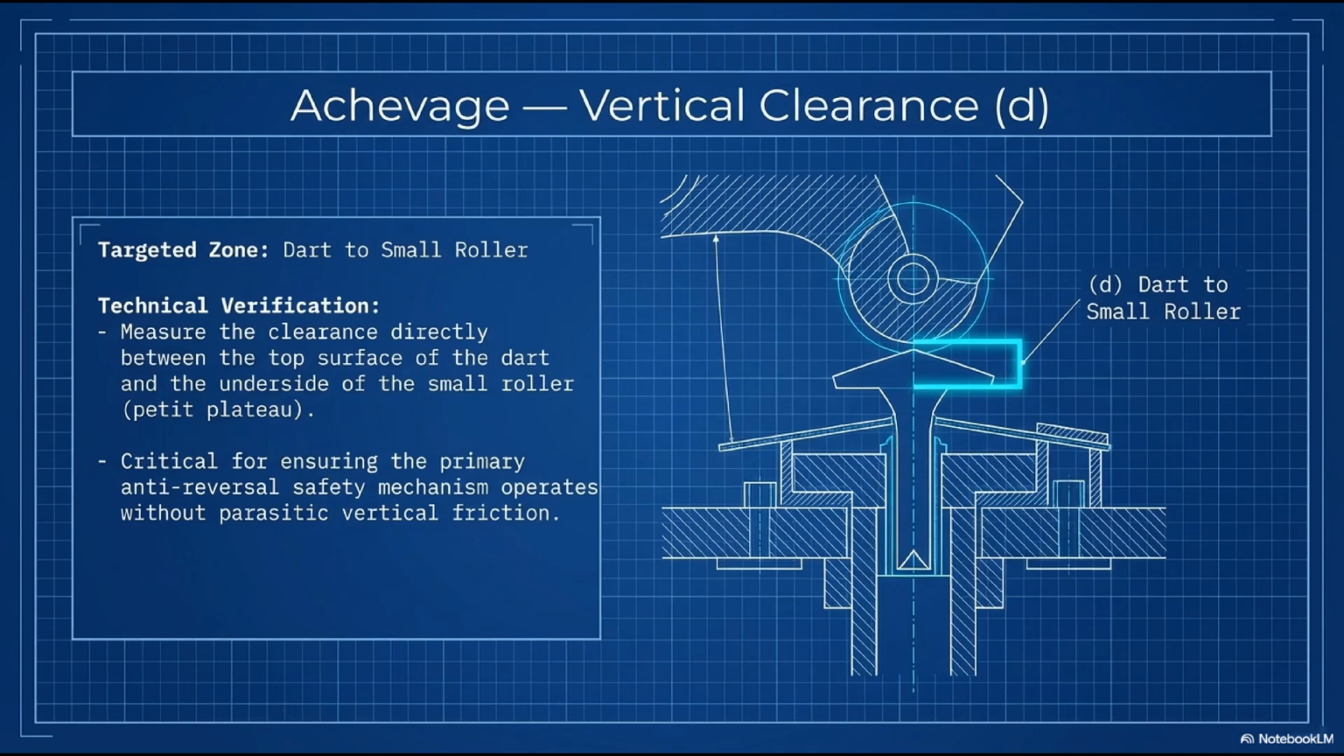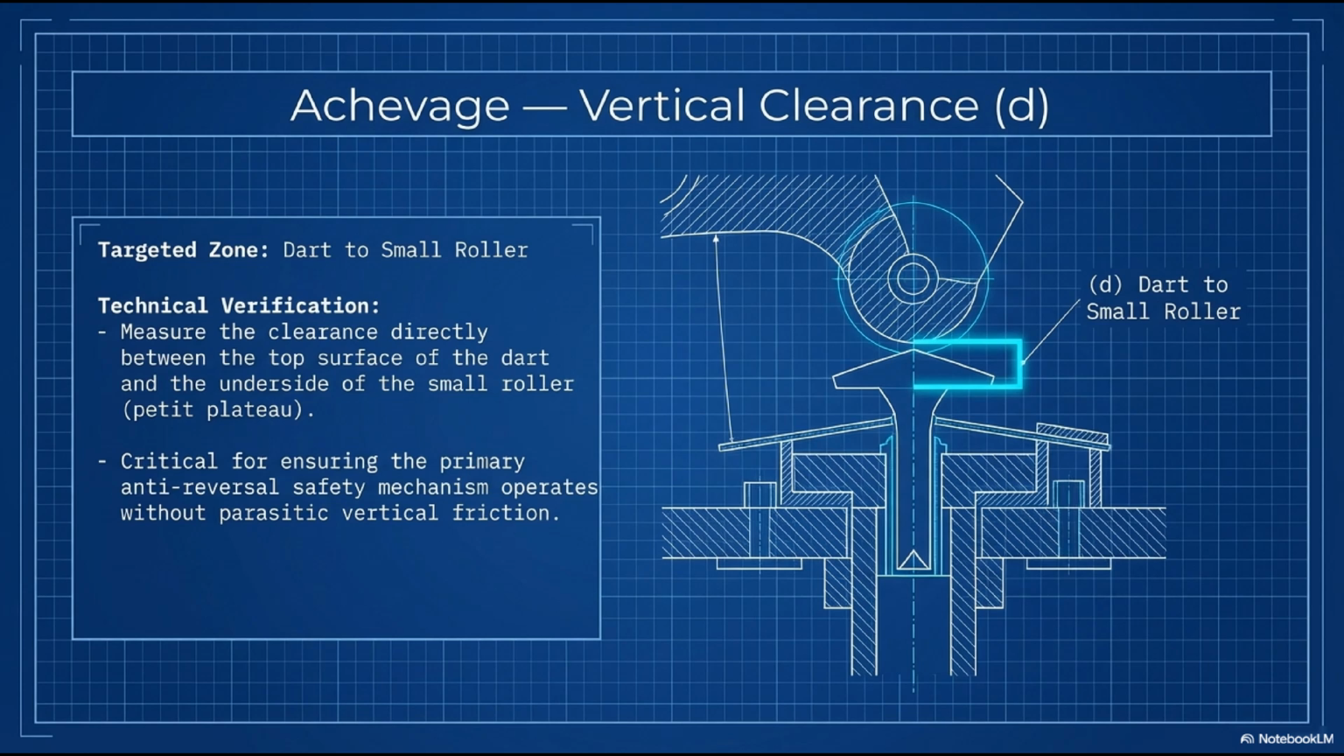Clearance D, dart to small roller. Targeted zone, the clearance between the top surface of the safety dart and the underside of the small roller, décis du petit plateau. Technical verification: measure the vertical gap between the dart tip's upper surface and the rotating surface of the small roller beneath it.